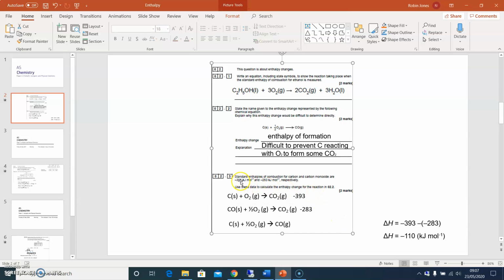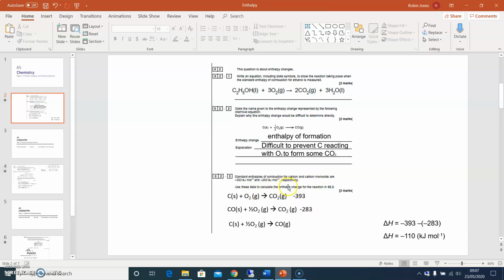And it says they are minus 393, so this one's minus 393, and 283 respectively. Respectively means that it's in the order that's listed. So the standard enthalpy of combustion of carbon and then carbon monoxide, respectively means that this first one is for the carbon and this second one is for the carbon monoxide. So I've put those in there.